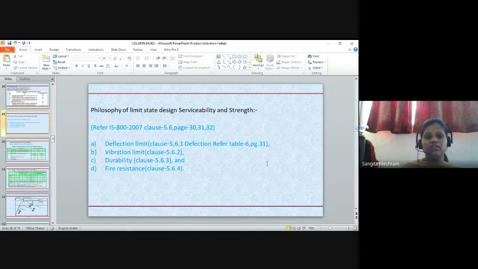Different defects occur in a structure: cracks, deflection, deformations, displacement. The structure should be safe against all these types of failures, and that is nothing but the limit state of serviceability. So according to that, we have to design the specific types of structures.